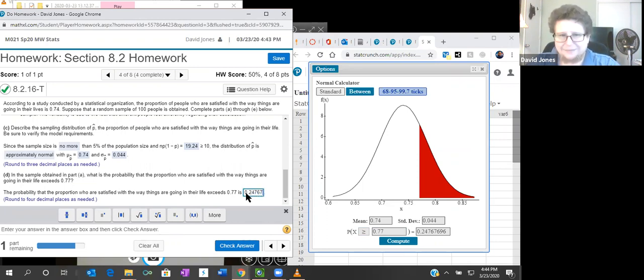0.24767 would be the 5th decimal place. I only want 4 decimal places, so I'm going to go back. 7 is bigger than 5. I'm going to round that 6 up to a 7. And I'm going to make a note in my notes that this was 0.2477.